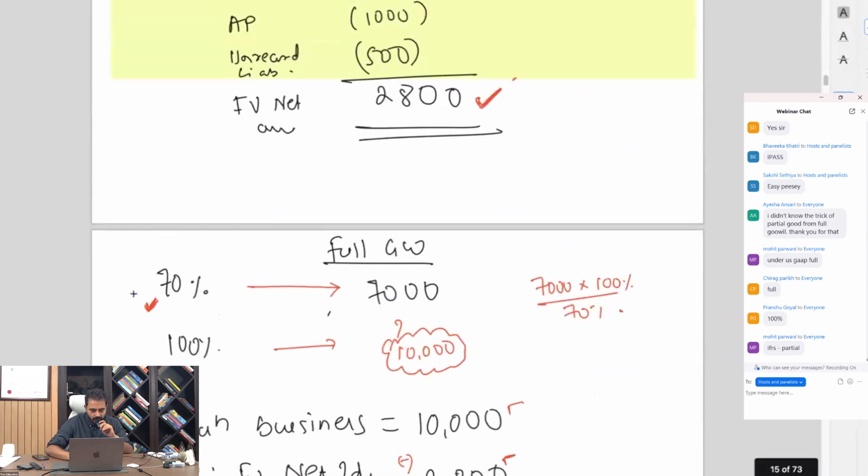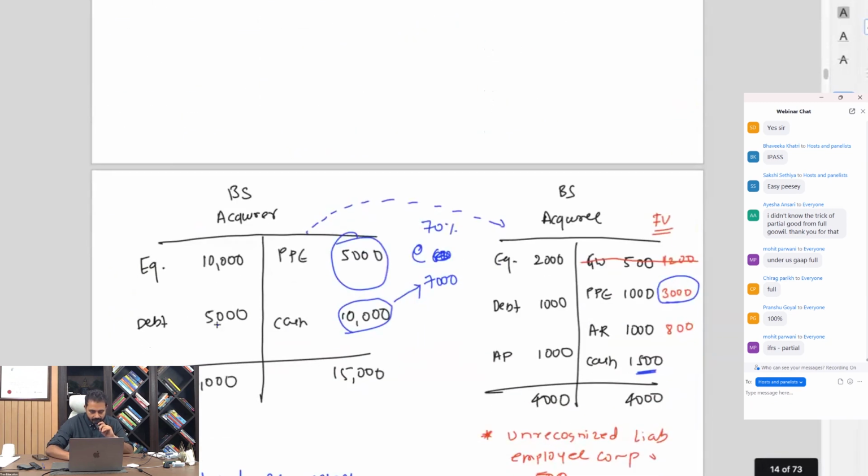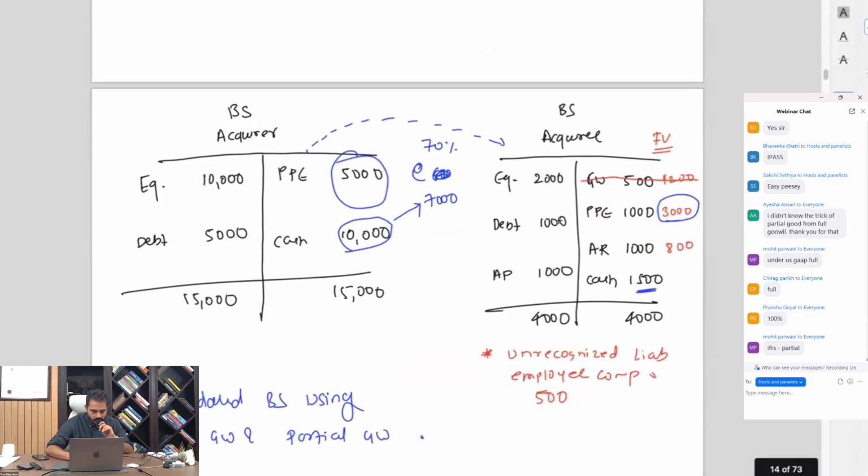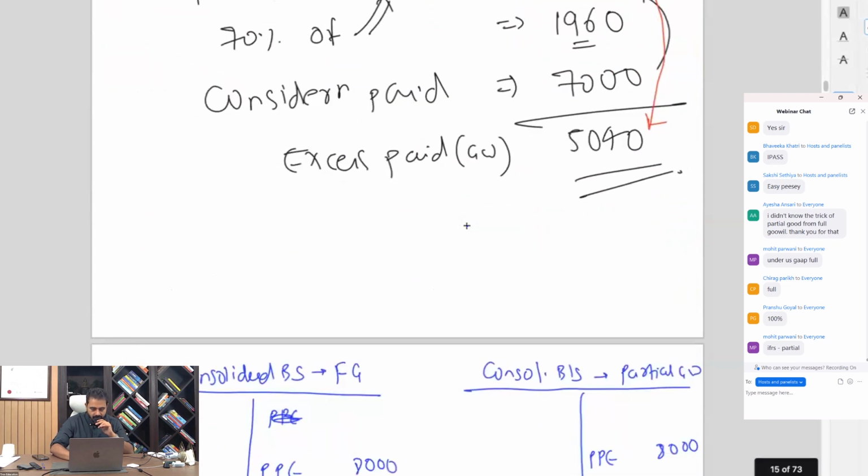Okay, let's go to the liability side. Debt 5,000 and this debt 1,000. So debt becomes 6,000. Remember, we do not horizontally add equities, right?